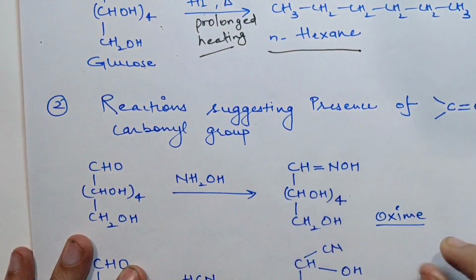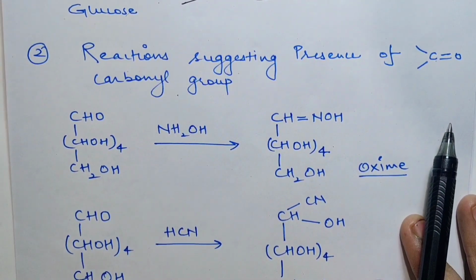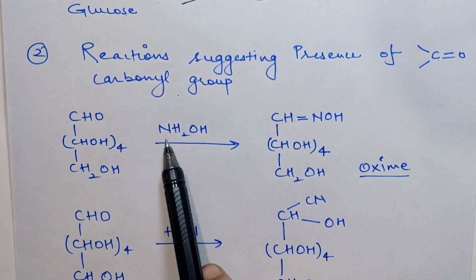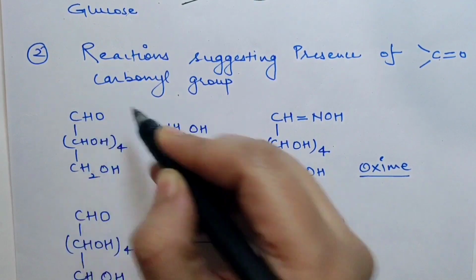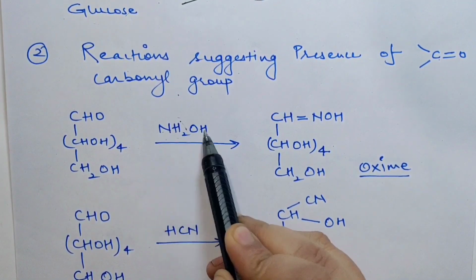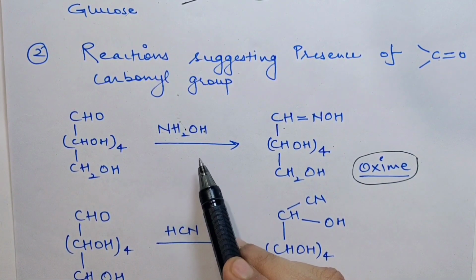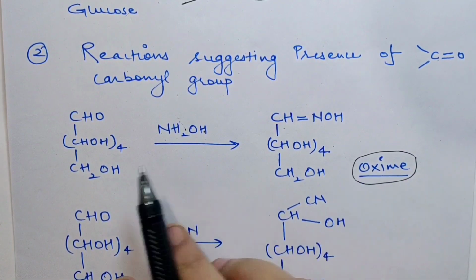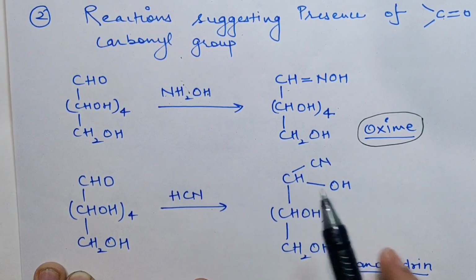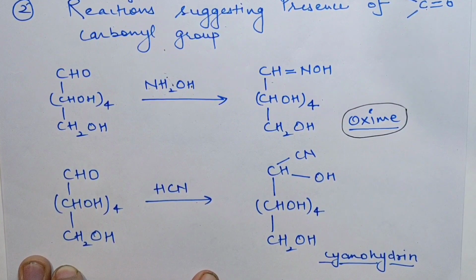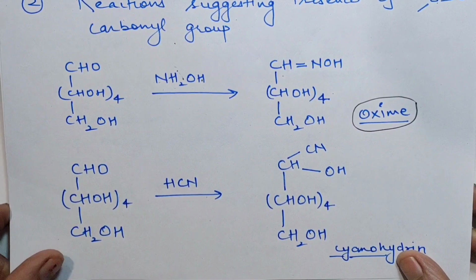Moving on to the next reaction. Reaction suggesting the presence of carbonyl group. There are 2 reactions suggesting that. First is the reaction with hydroxylamine. Here, oxime is formed. The carbonyl O combines with the H2 of hydroxylamine and forms an oxime. You know that's a typical reaction of carbonyl group. So it suggests that glucose contains a carbonyl group. Similarly, upon reaction with HCN, it gives us cyanohydrin of glucose. That is also a typical reaction of carbonyl group.